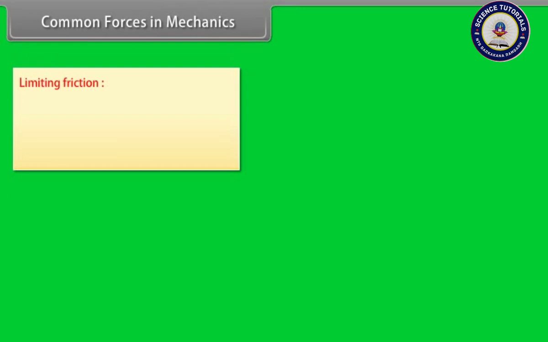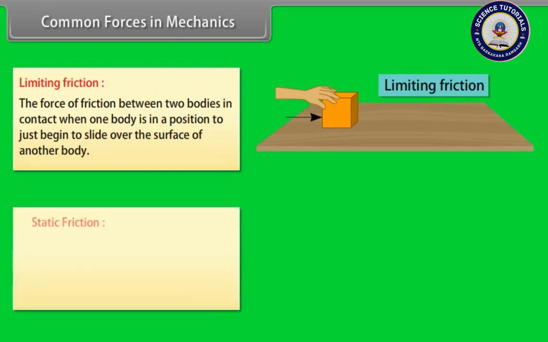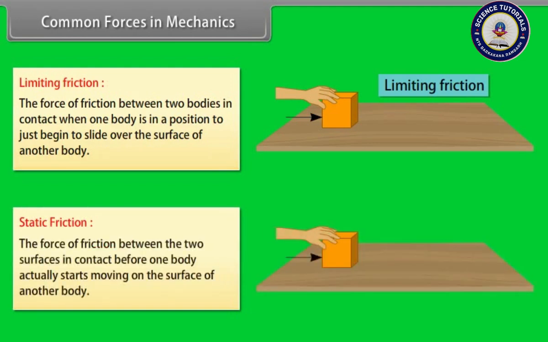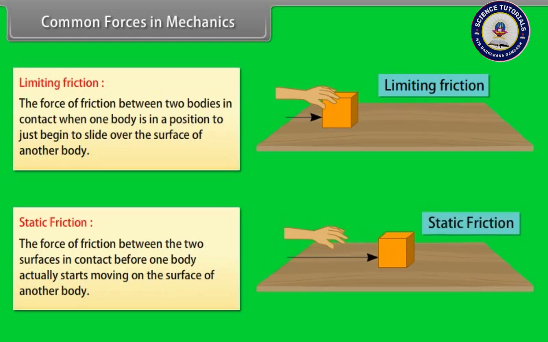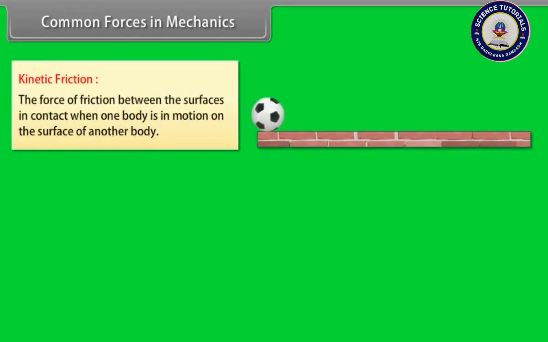Limiting friction. The force of friction between 2 bodies in contact when one body is in position to just begin to slide over the surface of another body. Static friction. The force of friction between 2 surfaces in contact before one body actually starts moving on the surface of another body. Kinetic friction. The force of friction between the surfaces in contact when one body is in motion on the surface of another body.